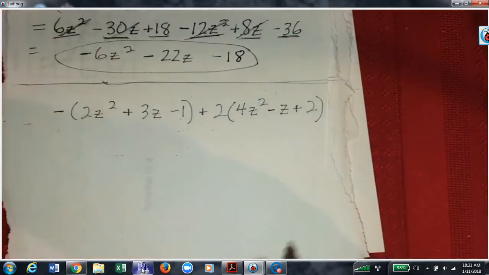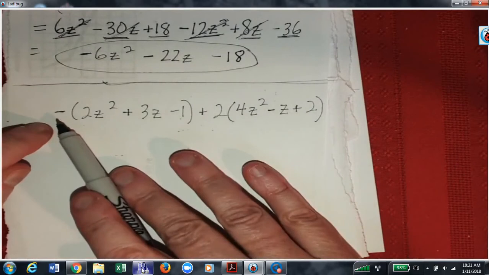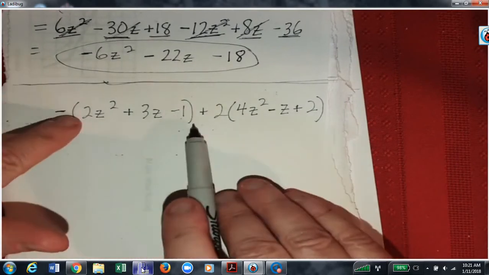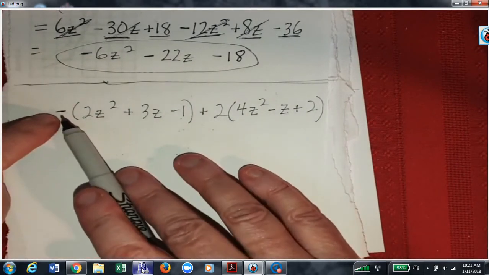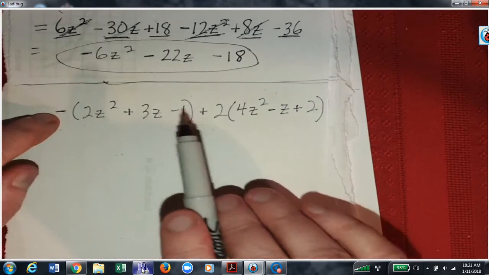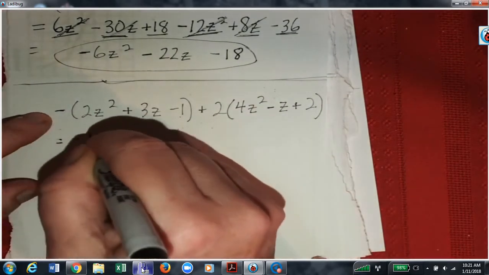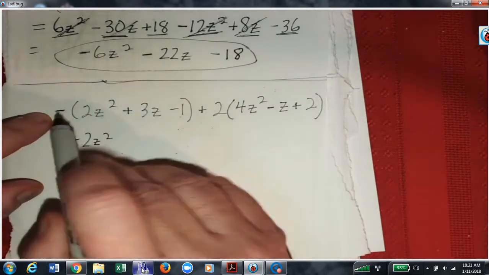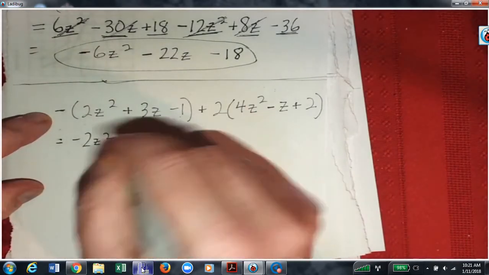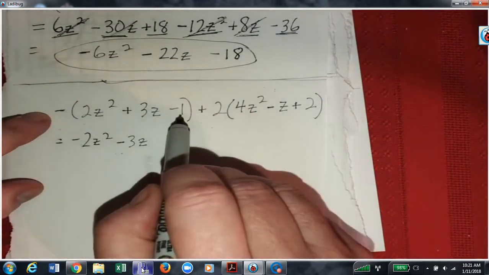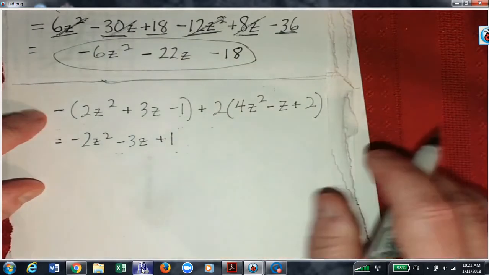Okay. Well, I look at the first set of parentheses. I have a negative symbol out the front. I cannot drop these and just apply it to the first one. I must apply whatever's out the front to every single term, the distributive property. So this will become negative 2z squared minus 3z and minus negative 1, which will be plus 1. Two negative symbols cancel each other out.